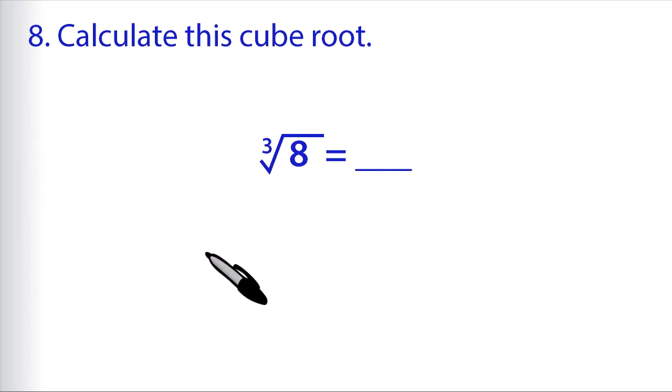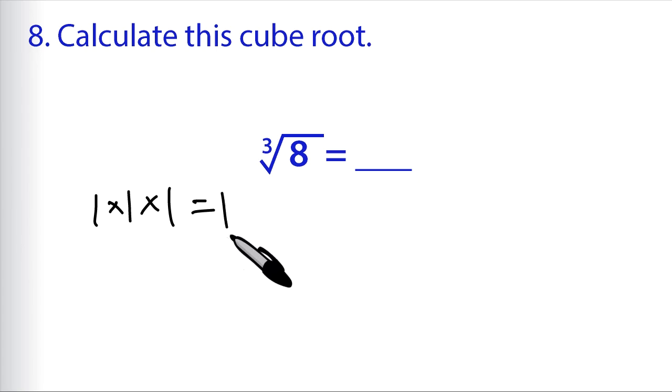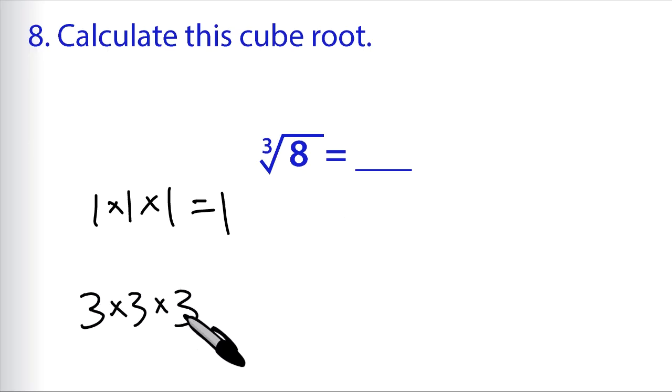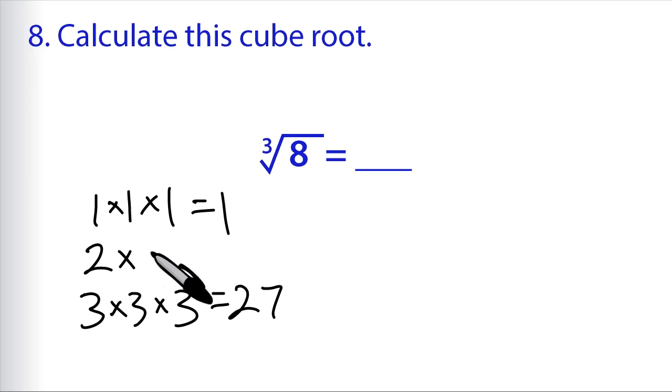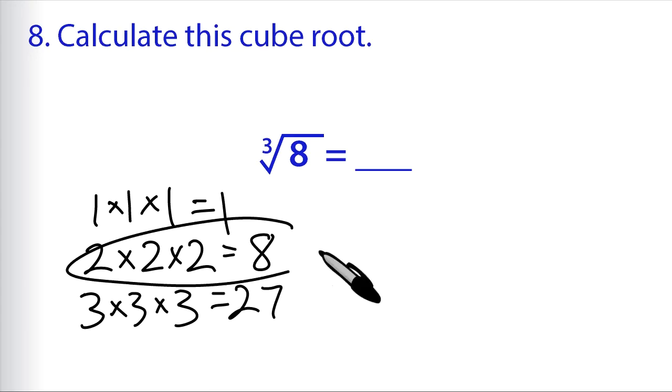For problem 8, we need to calculate this cube root, and we're given the cube root of 8 equals what? So we need to figure out what number we can multiply together 3 times to get 8. So let's give it a try. Let's try the smallest number we could think of that might be it, which is 1. So 1 times 1 times 1 equals 1, so that can't be it. And then let's make it bigger, so let's try 3. Well, 3 times 3 times 3 is 27. That's way off. So let's try in the middle. Let's try 2 times 2 times 2. 2 times 2 times 2 does equal 8. So the cube root of 8 is 2.